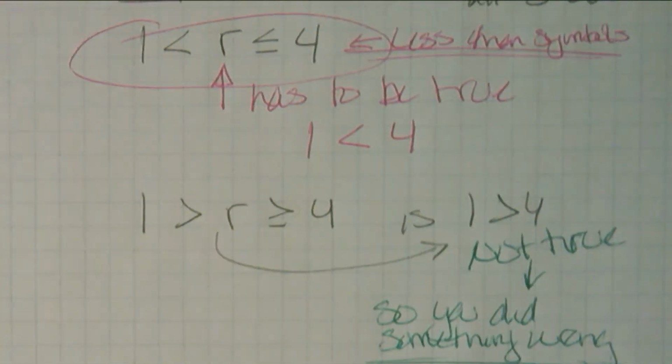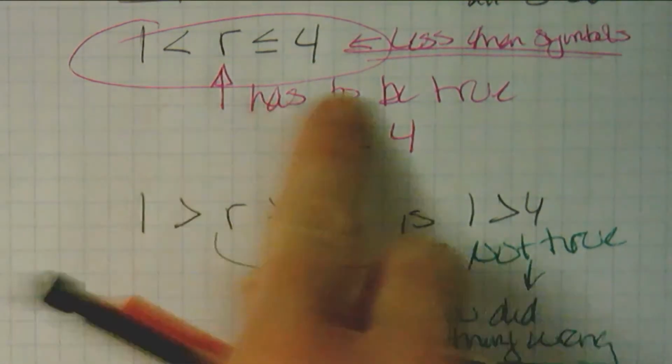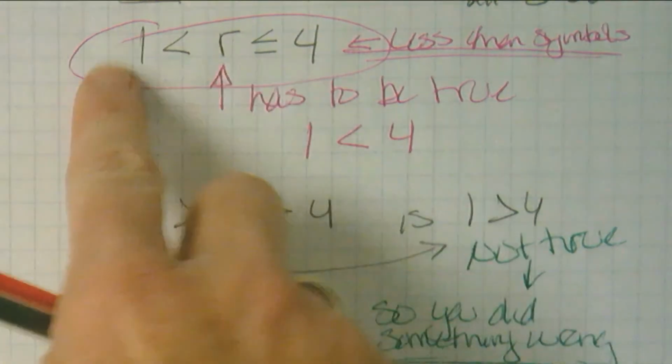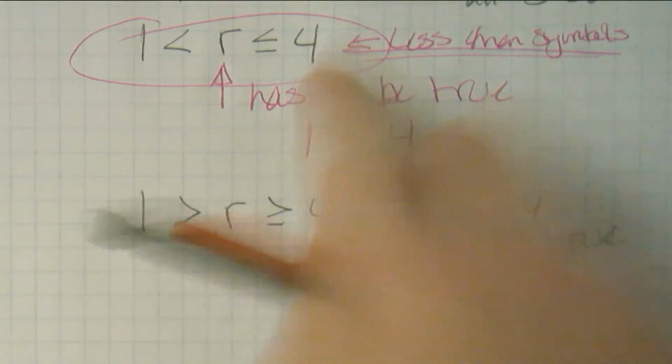You did something wrong. Typically, what you did wrong is you flipped an inequality when you shouldn't have, or you forgot to flip an inequality, or you dropped a sign somewhere. Your answer has to make sense. This has to be a true statement: 1 is less than 4, so 1 is less than r, which is less than 4.